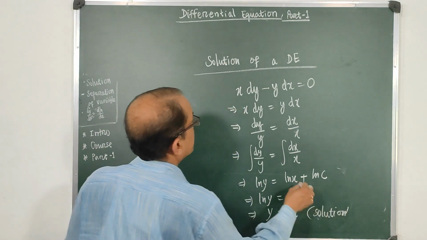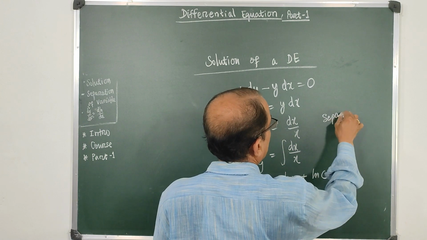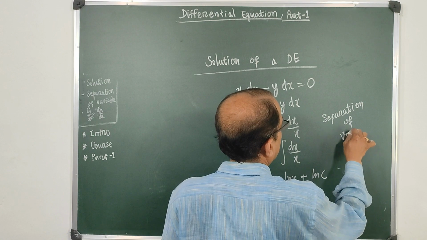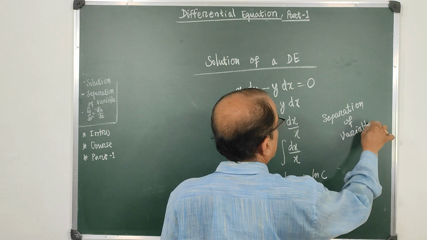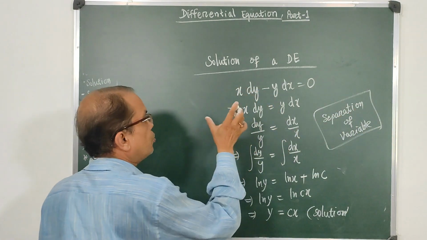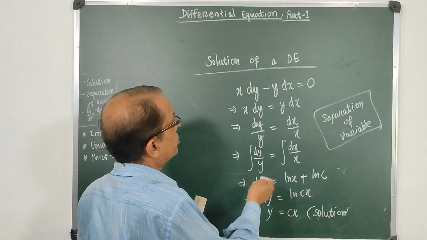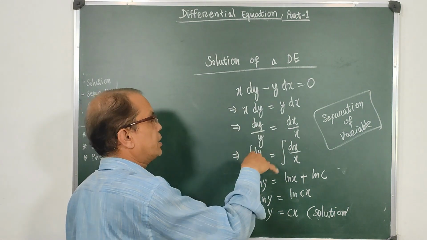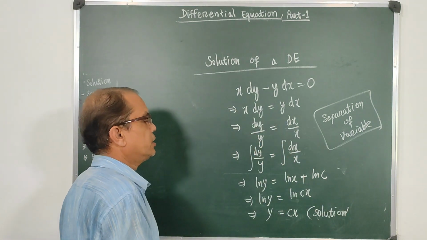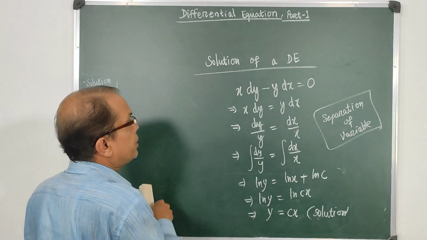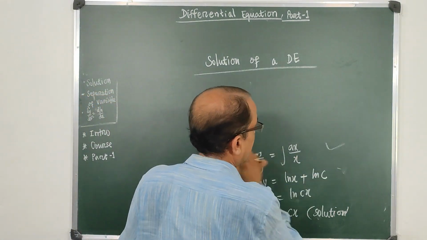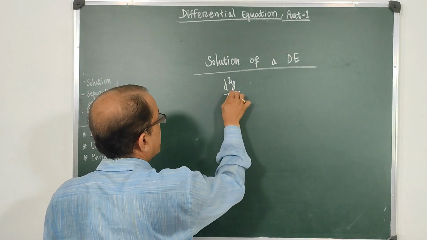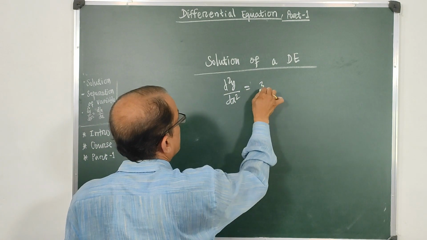This method is known as the separation of variables method. In this process, you put the two variables on each side, y on one side and x on the other side, and then integrate both the sides to get the solution. Then the next higher form will be an equation of this form: d square y by dx square is equal to 3x plus 2.